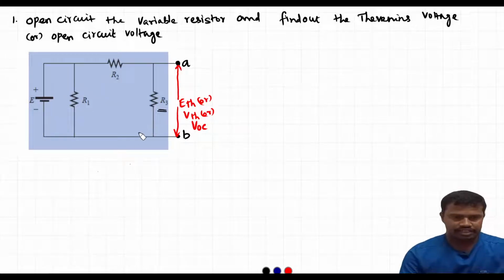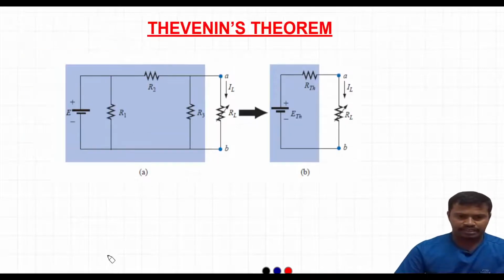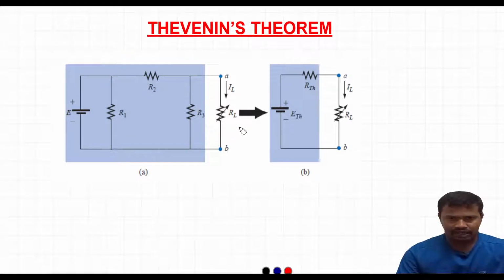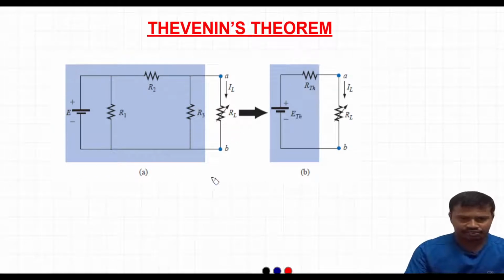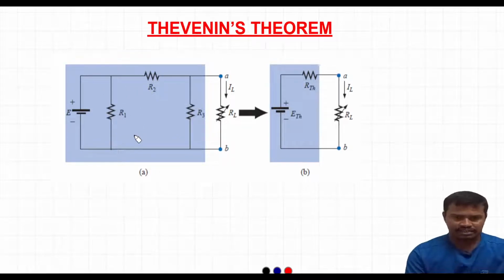To find out the Thevenin's voltage from the original circuit, we need to remove the variable part of the circuit. In this circuit, if you are seeing here, RL is the variable, and the rest, the shaded portion of this original circuit, is the fixed one and this is the variable one. Now we are going to convert this fixed portion of the circuit into a voltage source in series with a resistor. To do that, we need to remove this variable part, that is the RL resistor, and we will find out the voltage across the A and B terminals.